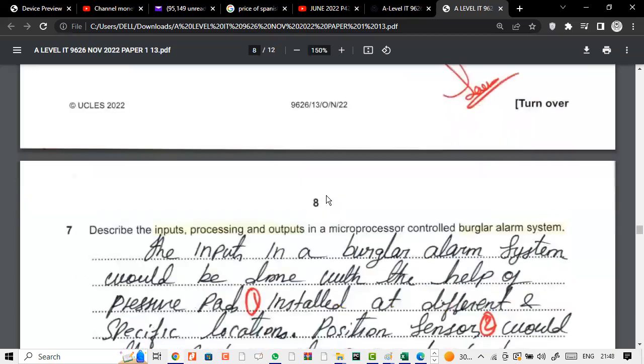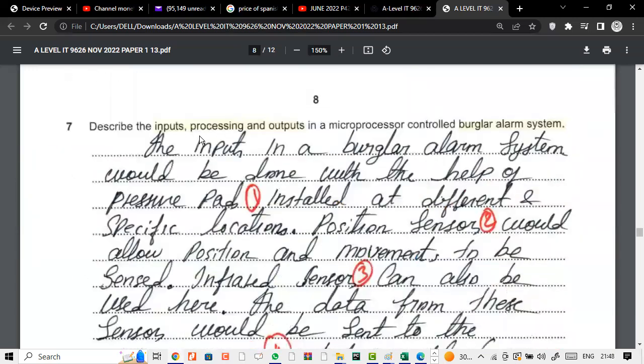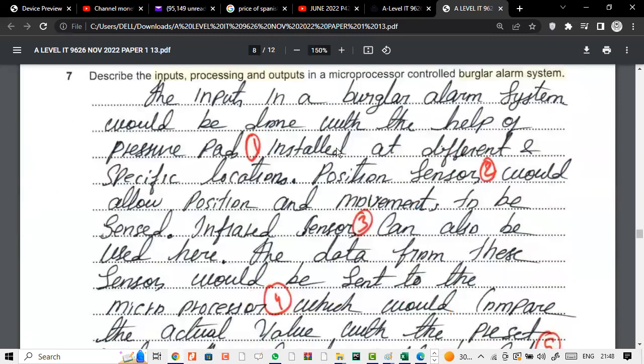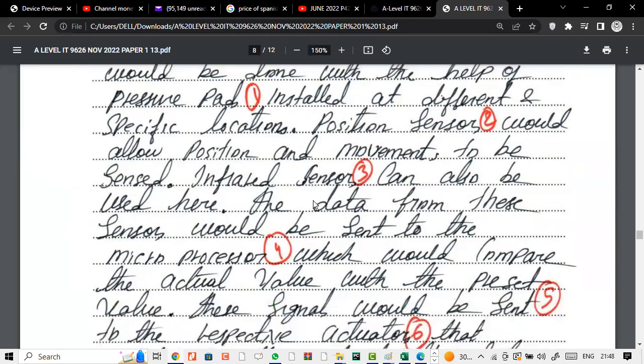Yes, sir. Describe the input, processing and output in a microprocessor-controlled burglar alarm system. So the input in a burglar alarm system would be done with the help of pressure pads, because we have talked about input, processing, output. We need to talk about sensors installed at different specific locations. Position sensors would allow position and movements to be sensed. Infrared sensors can also be used here.